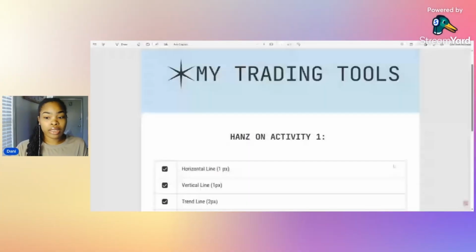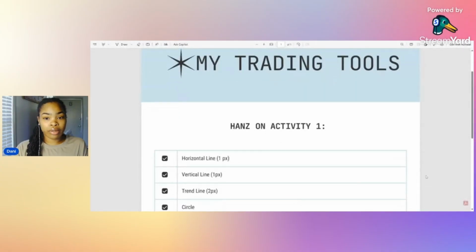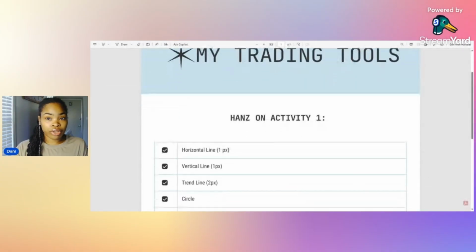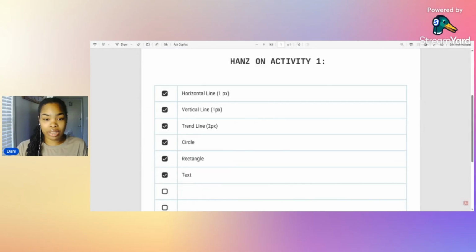Okay, so after you have your TradingView account, I want you to take a screenshot of this screen that you see here. Okay, because this is going to be very important. As a trader, you need to have a toolbox because this will be very important for what we're going to do today.